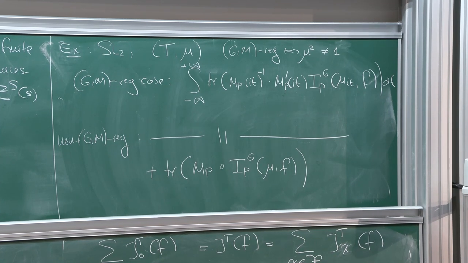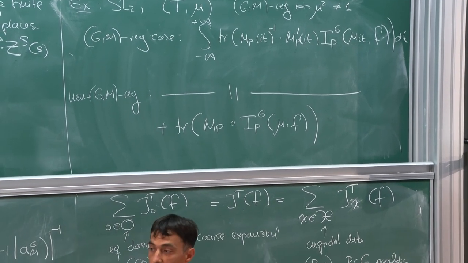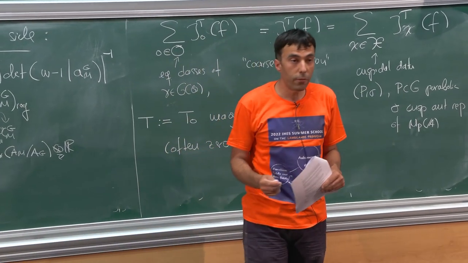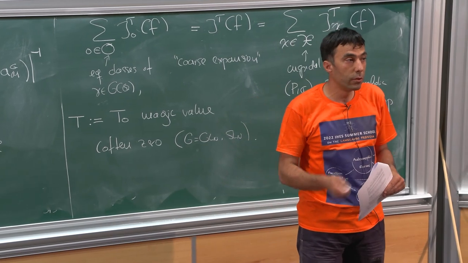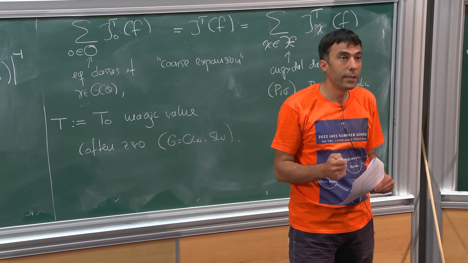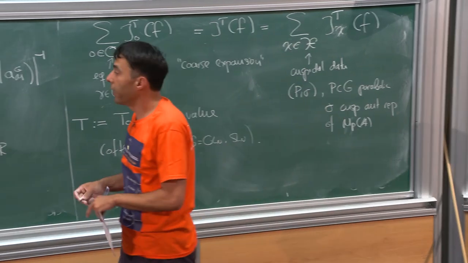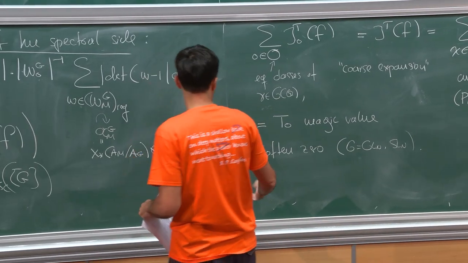But we would like to have a trace formula that involves invariant distributions. Why would we like to do this? Because oftentimes a test function is not given to you as a function. It's just given to you by specifying what are its orbital integrals. And then you wouldn't be able to apply a non-invariant trace formula to such a test function.